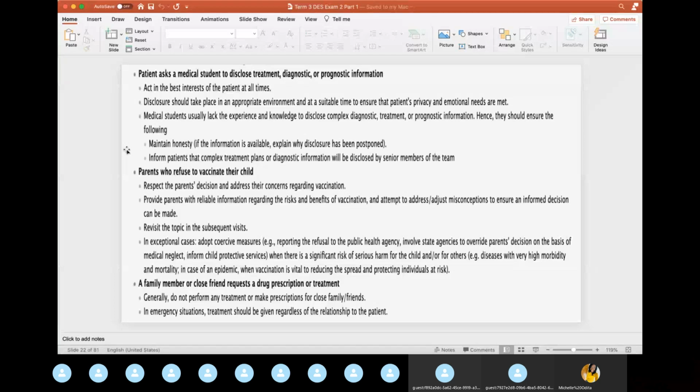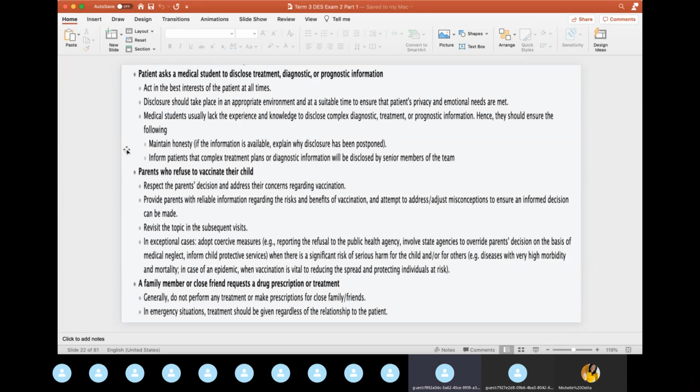So you're in the hospital, you're a medical student, and the patient asks you to disclose any treatment, diagnostic, or prognostic information. What are you going to do as a medical student? Next year, you're going to be in the hospital as a medical student, and the patient says, could you tell me the result of my test? What are you going to do as a medical student?